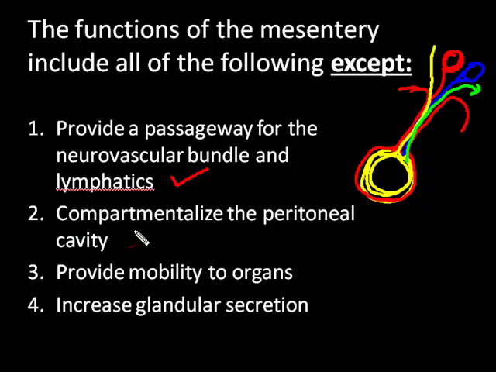So it does provide a passageway for the neurovascular bundle and lymphatics. Then the second statement is it compartmentalizes the peritoneal cavity. One of its functions is to compartmentalize the peritoneal cavity, and this is also true because in certain areas, because of the presence of mesentery, you have different peritoneal cavities, and just here you can see that there is a cavity above and then there's a cavity below, and in the peritoneal cavity you have different compartments which are known as lesser sac and greater sac, so it does do that. So this is a true statement.